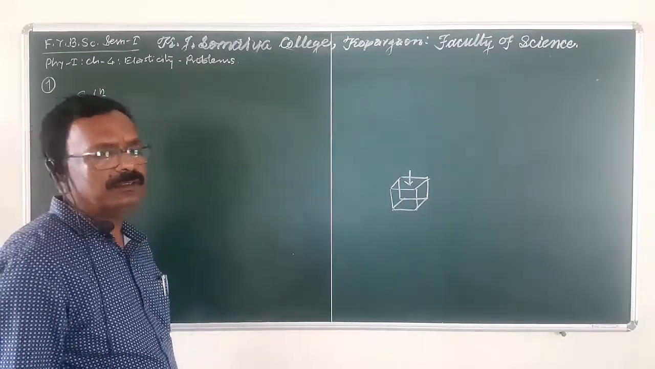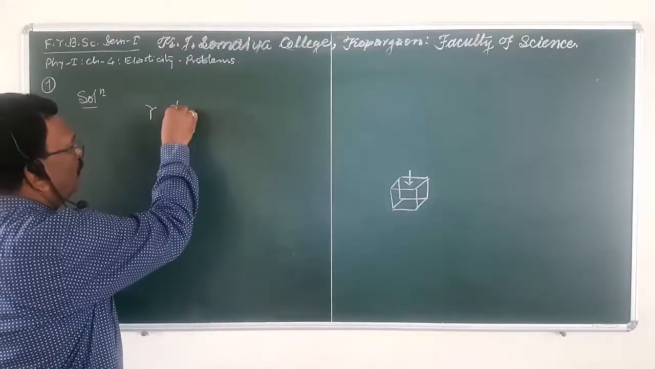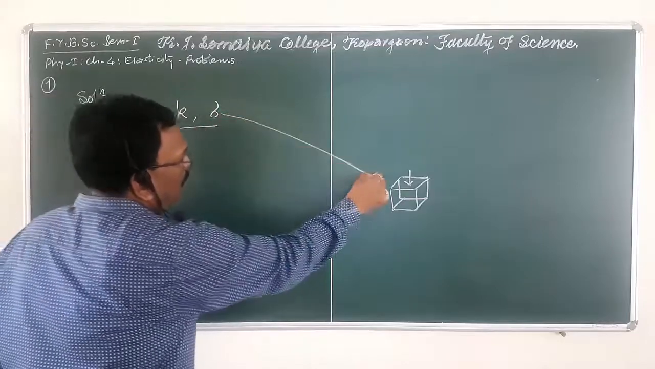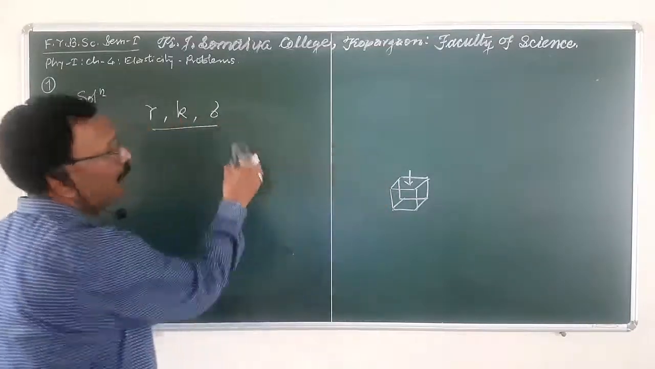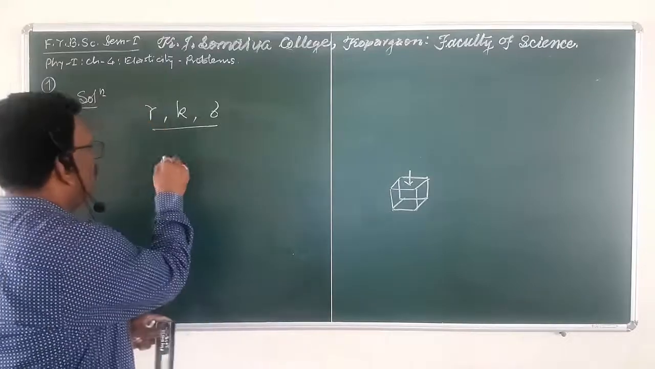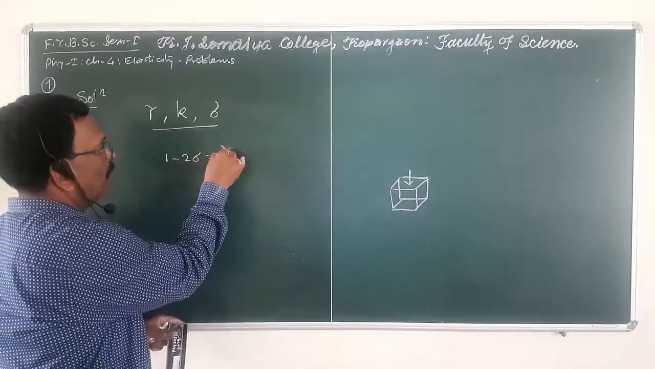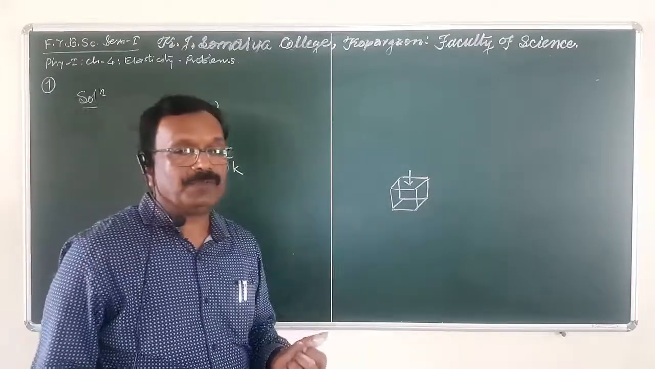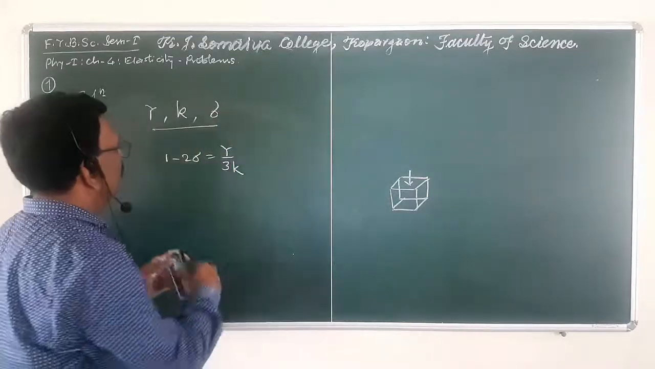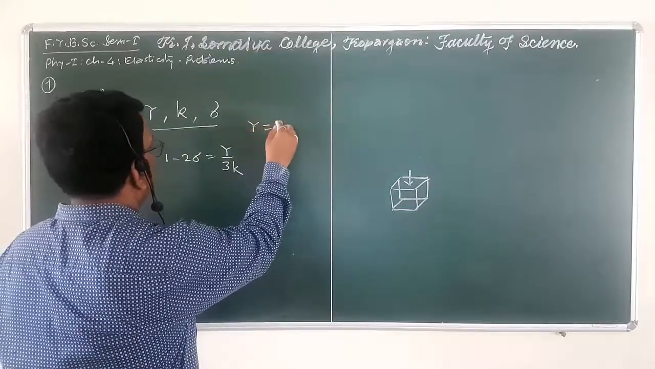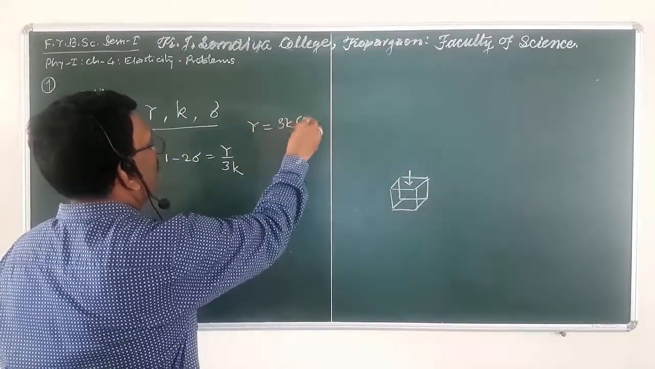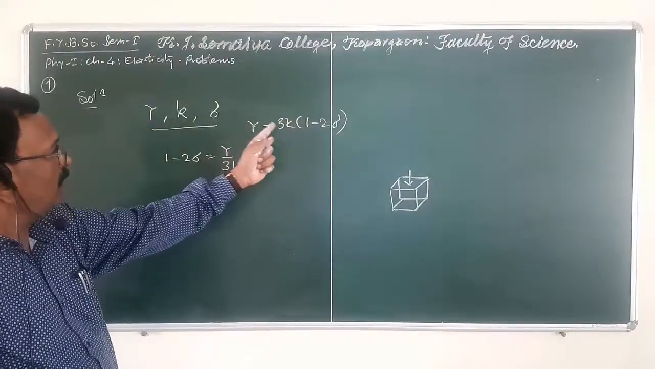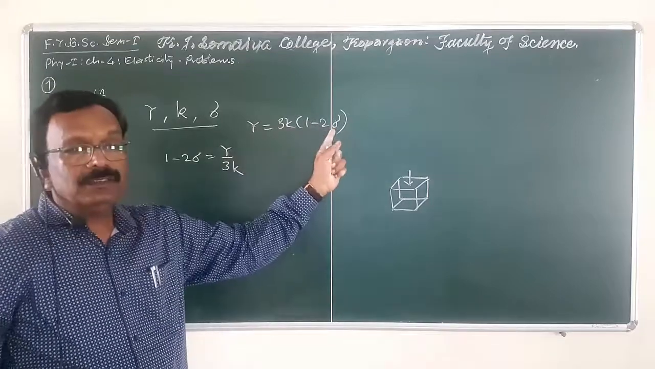Young's modulus y, bulk modulus k, and Poisson's ratio sigma for this material are related by the equation 1 minus 2 sigma is equal to y upon 3k. We just saw this in the previous problem. Or y is equal to 3k in bracket 1 minus 2 sigma. This is the relation which gives the connection between Young's modulus, bulk modulus and Poisson's ratio.